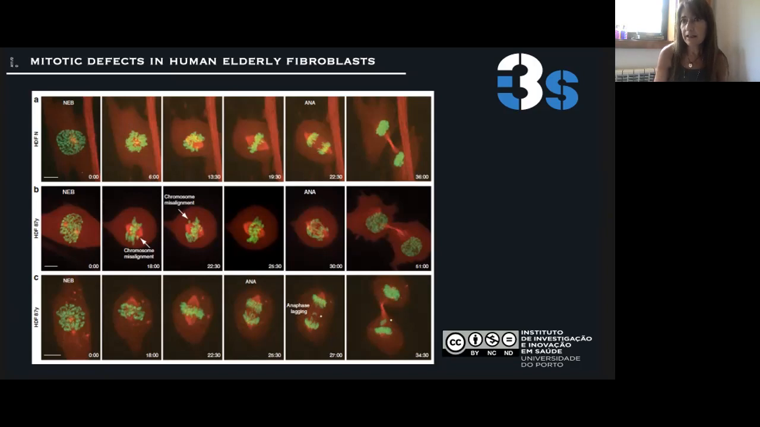significantly at the middle age and old age samples, and these include a delay in chromosome alignment at the metaphase plate, as well as chromosome segregation defects, as you can see here, with an event of an anaphase lagging chromosome, a chromosome that is left behind in the cell division, which later on will generate a micronucleus.